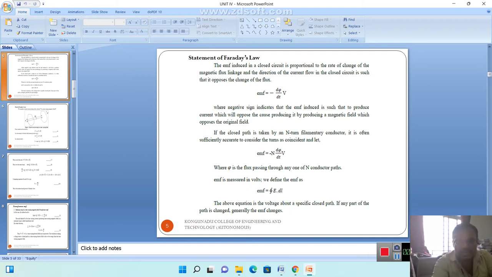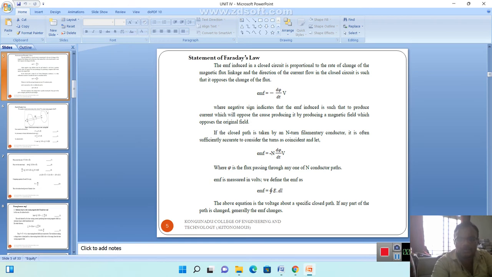So the EMF, the electromotive force, is equal to minus dΦ divided by dt, in the unit of volt. That's why we put it as V, where the negative sign indicates, as I already told, that the closed circuit is such that it opposes the change of the flux. So the flux change is opposed, because positive is converted into a negative sign. That's why here we put negative dΦ divided by dt, in volts. V is for voltage.